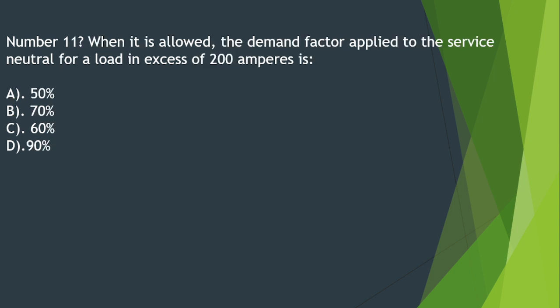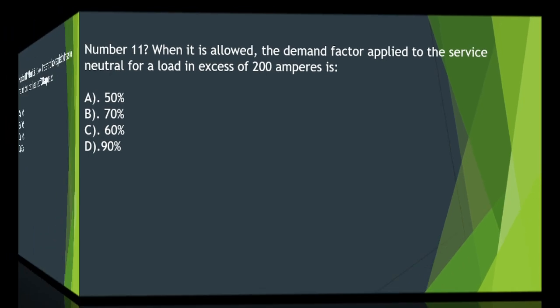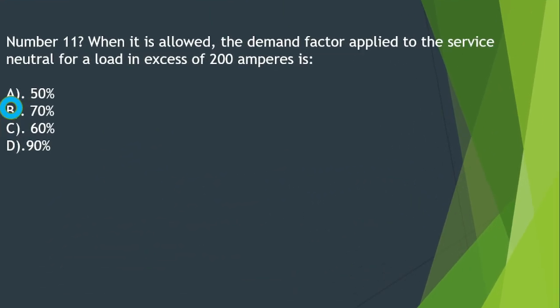Number 11. When it is allowed, the demand factor applied to the service neutral for a load in excess of 200 amperes is A. 50%, B. 70%, C. 60%, D. 90%. The answer is B. 70%.